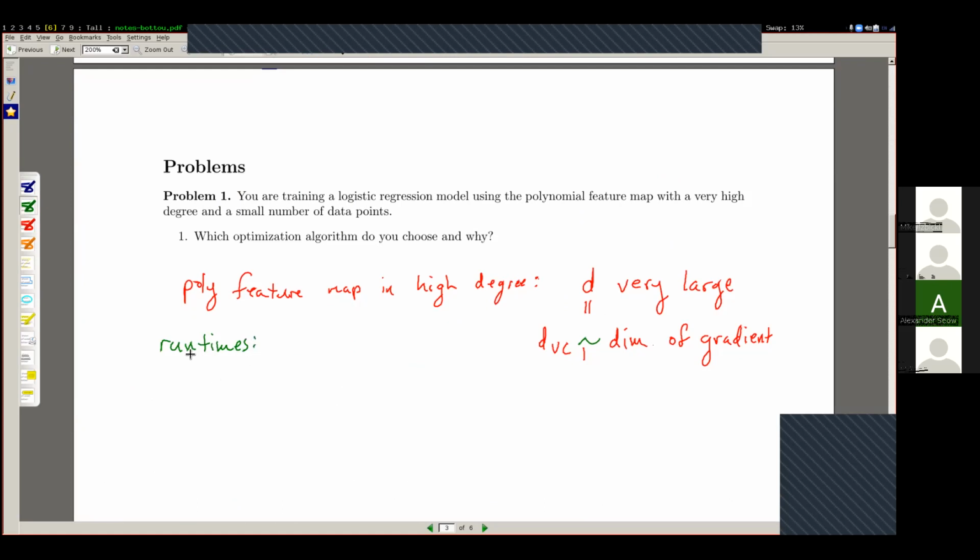So runtimes: if I write it out just in terms of the D, ignoring all the other things, then gradient descent is O of, and actually all of these things are thetas, D. 2nd order gradient descent is D squared, SGD is theta of D, and 2nd order SGD is theta of D squared. And since D is very large, I can eliminate these two as possible algorithms. They'll be slow because D is large.